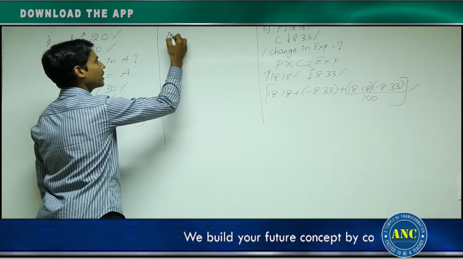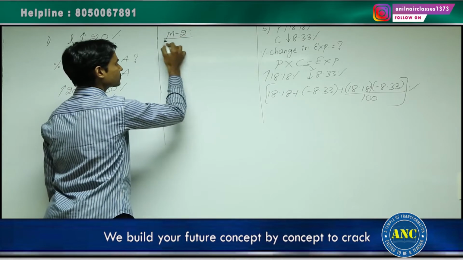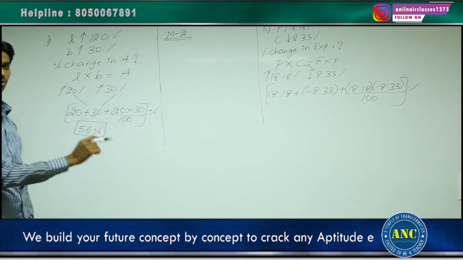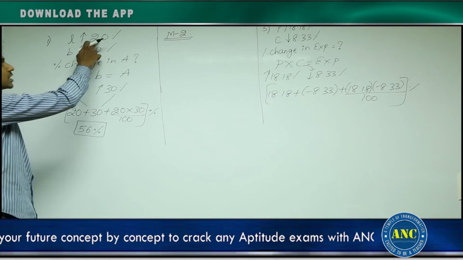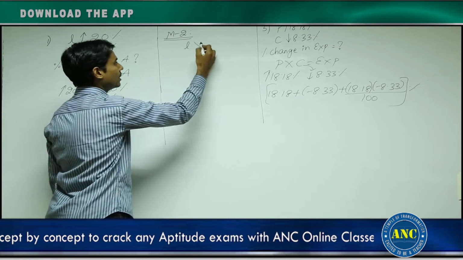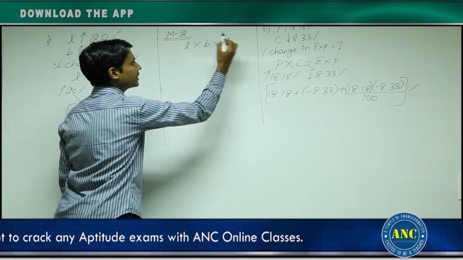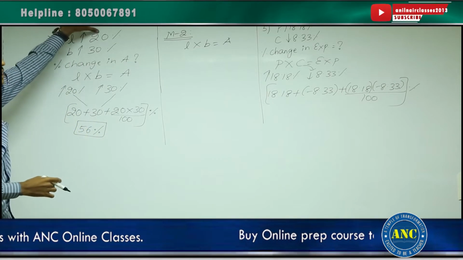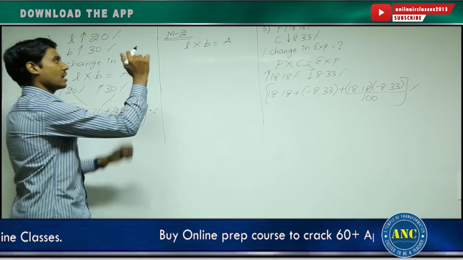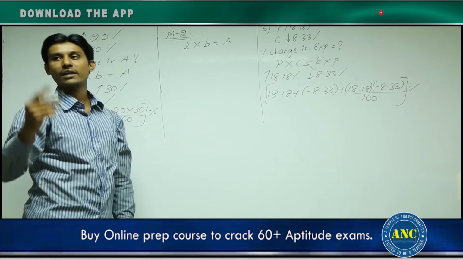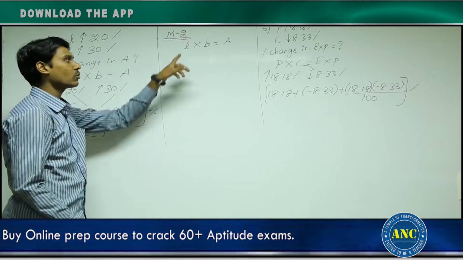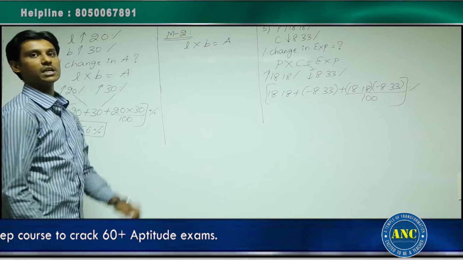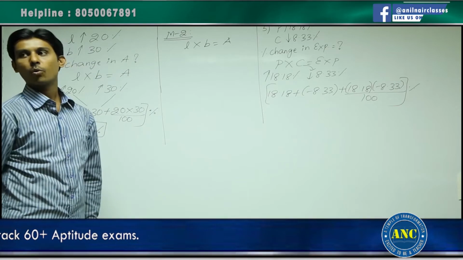Listen to this. I will solve my first question in method 2. See here. Length increases by 20%. First of all, length into breadth is equal to area. I am solving my first question, right? Length increases by 20%. Assume that initially it was 100%. Initially length was 100. It increases by 20%. How much will it become?